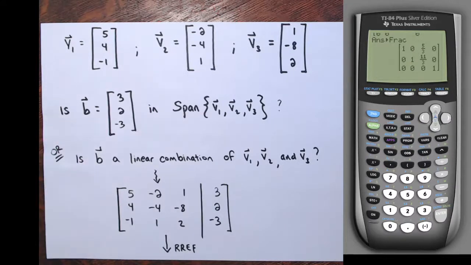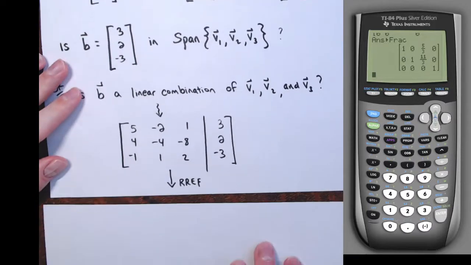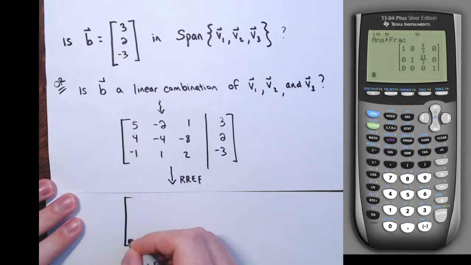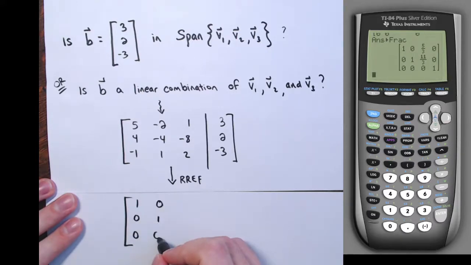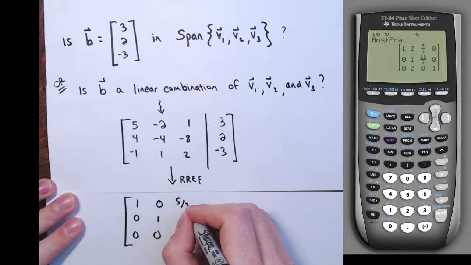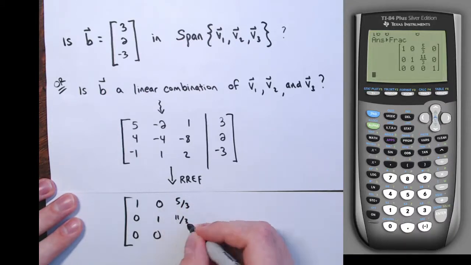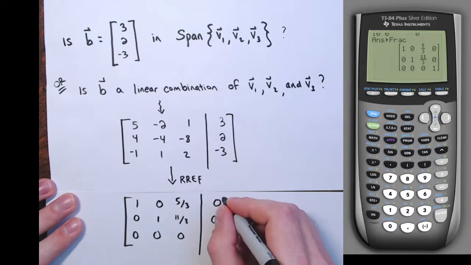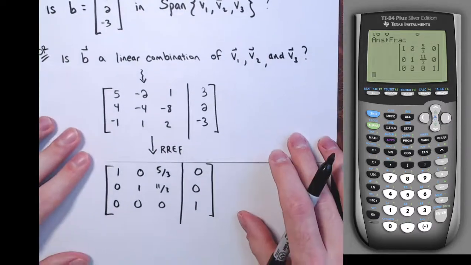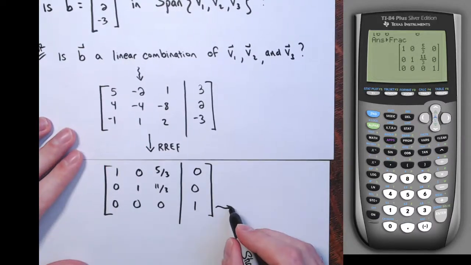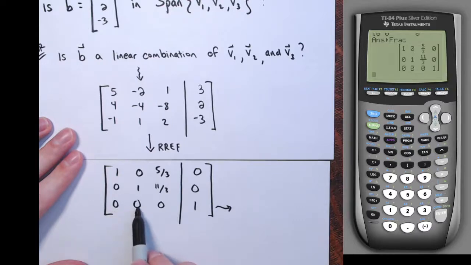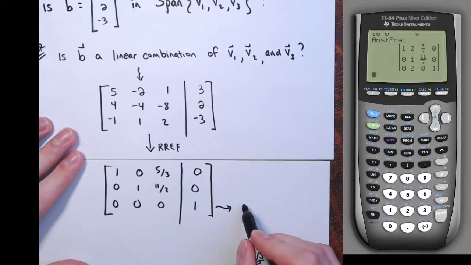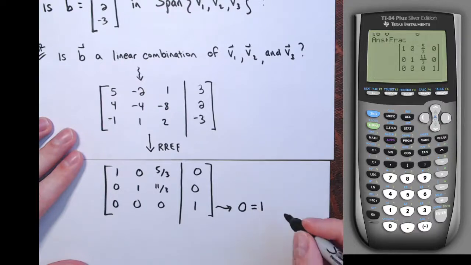All right, so I put it in reduced row echelon form and had it change to fractions. I hit math, change to fractions. Here's what we end up with: 1, 0, 0 down the first column, 0, 1, 0 down the second column, 5 thirds and 11 thirds and 0, and then a bar, and then 0, 0, 1. Look at that last row. This would be 0x1 plus 0x2 plus 0x3 equals 1. 0 equals 1, a false statement.